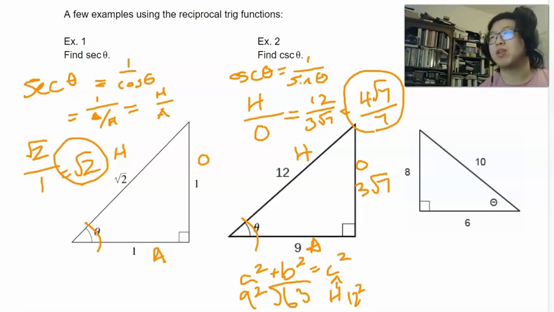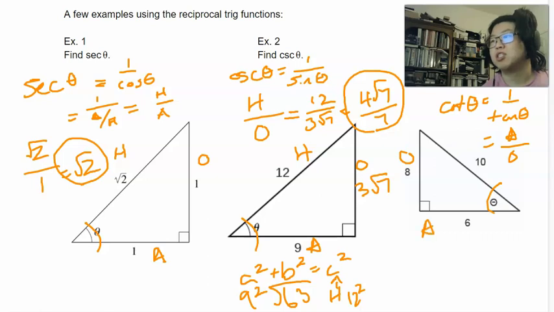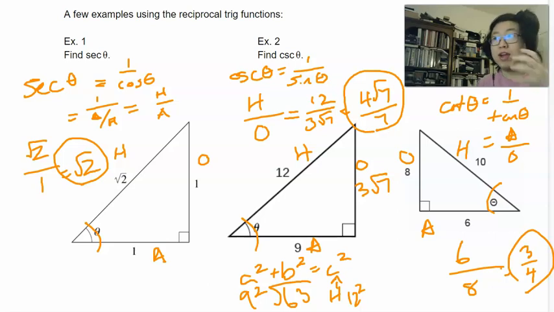Finally, we're talking about cotangent of theta, which is the reciprocal of tangent, which remember is opposite over adjacent. So this is adjacent over opposite. Here's our angle, here's our opposite, here's our adjacent, hypotenuse. Adjacent over opposite should be 6 over 8, which is 3/4. And that pretty much concludes what we need to know about our reciprocal trig.